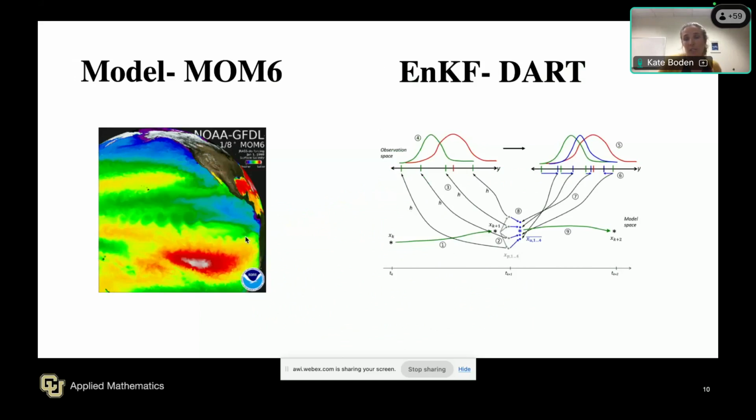And then I'm gonna do the data assimilation using DART, the Data Assimilation Research Testbed, EnKF. DART works with a 2-step update where you first look at the observation in observation space. So you increment there and you get the blue PDF, and then you do a regression back to state space, and that's your update.